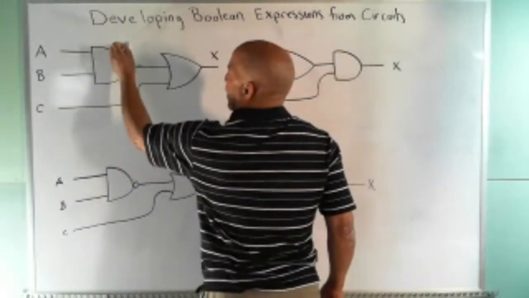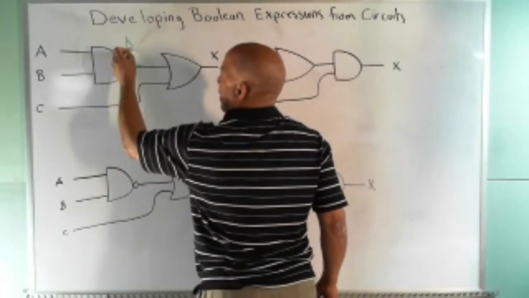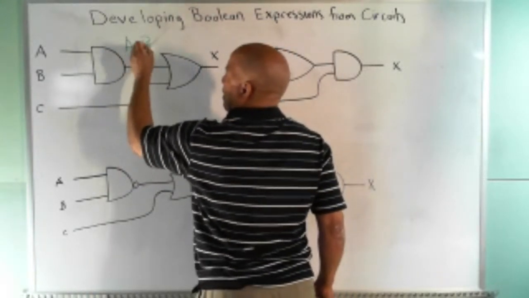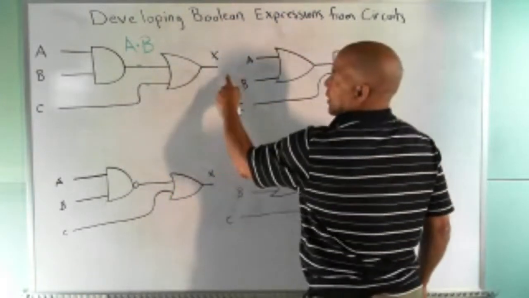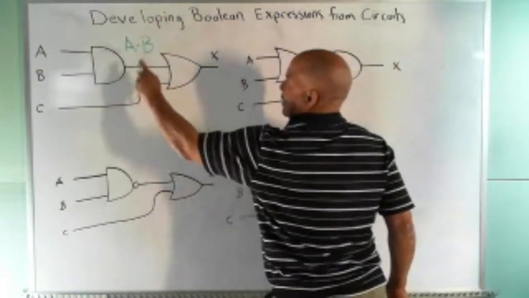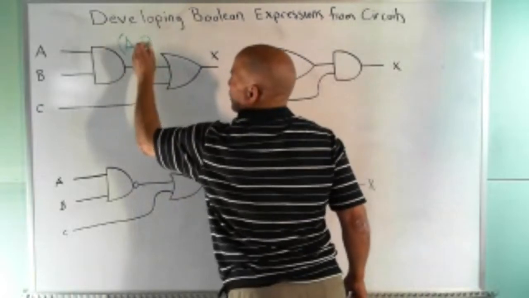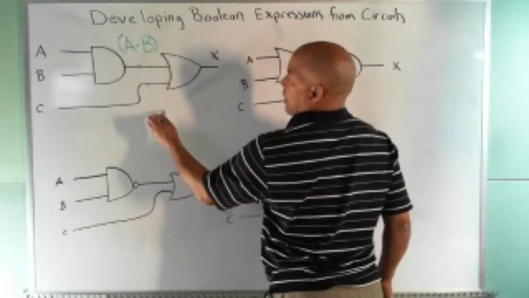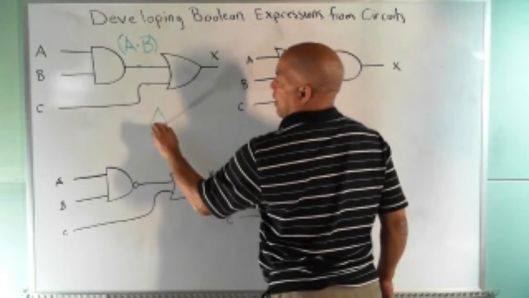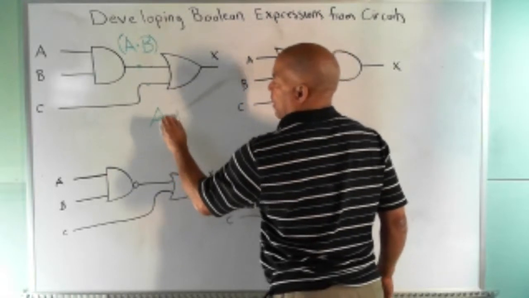So at this point, I have A dot B, and C is right here. And then the two go together. I'll put this in parentheses, and take that together. A dot B will come through, and I'll have A dot B.